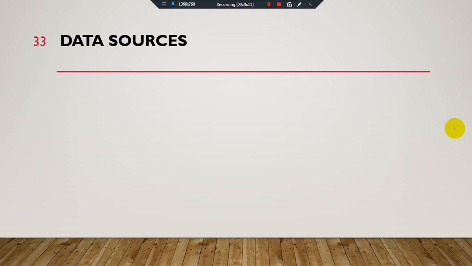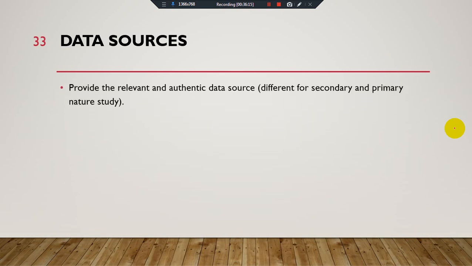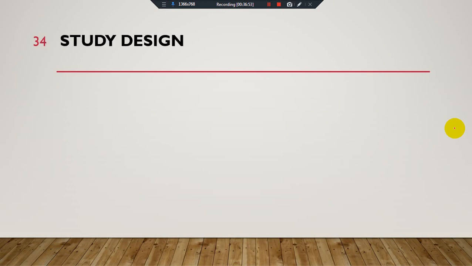Then we have the data source. Provide the relevant and authentic data source. If you are doing a secondary study, you have a different data source, and if you are doing a primary study, you have a different data source. For a secondary study, you have to provide the authentic data source. Like if you are doing a study on the exchange rate, you have to provide the reference, the information on where you got the exchange rate data, like IMF or World Bank. So the authenticity of the data source is very important.